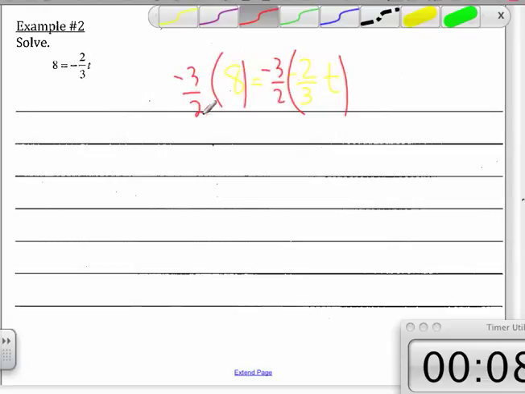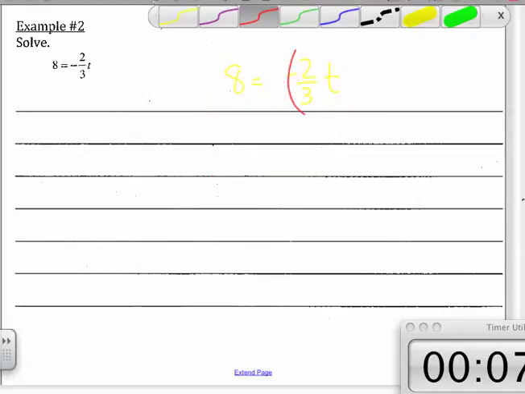Negative 3/2. It looked like it was positive. Well, what happens is when I multiply these, a negative by a negative, it turns into a positive. So when you multiply by a positive on the other side, you end up with a positive times a negative on this left side.